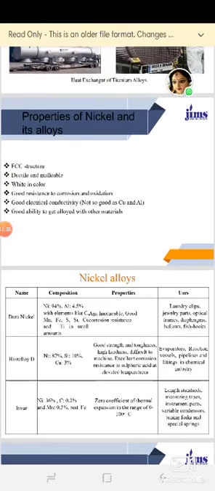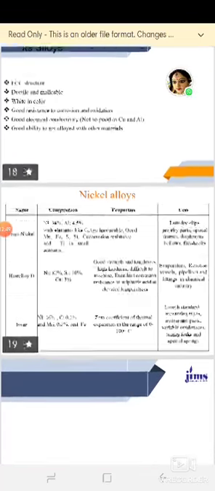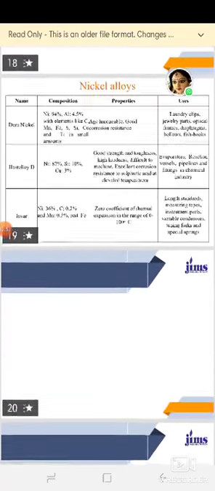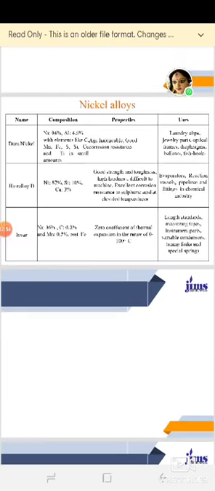Properties of nickel and its alloy: FCC structure, ductile and malleable, white in color, good resistance to corrosion and oxidation, good electrical conductivity, good ability to alloy with other materials. And nickel alloys, I have made similar tables of name and composition. Duranickel composition I have given. Properties: age hardenability, good corrosion resistance. It is used in laundry clips, jewelry parts, optical frames, diaphragms, bells, fish hooks.